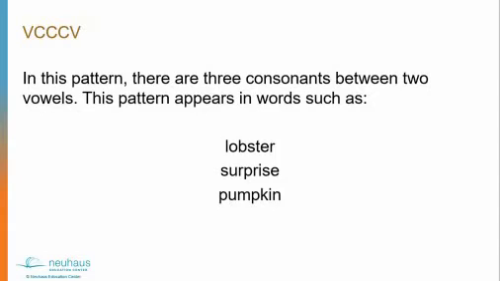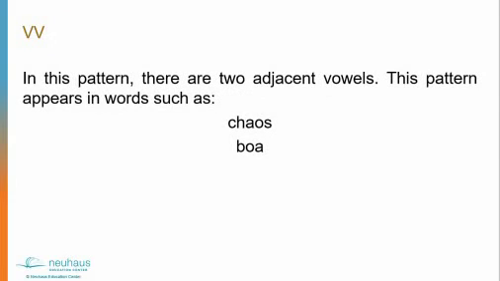In concepts 144 and 145, you will encounter this pattern, VCCCV. There are 3 consonants between 2 vowels. This pattern appears in words like lobster, surprise, and pumpkin. Another syllable division pattern is VV, or vowel-vowel, found in concept 159. In this pattern, there are 2 adjacent vowels that do not form a vowel pair, like in the words chaos and boa.